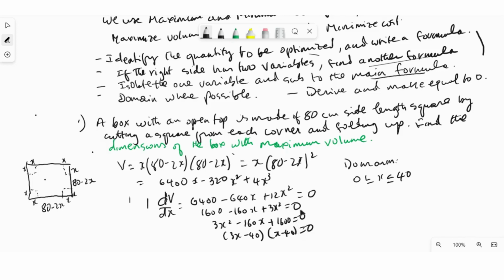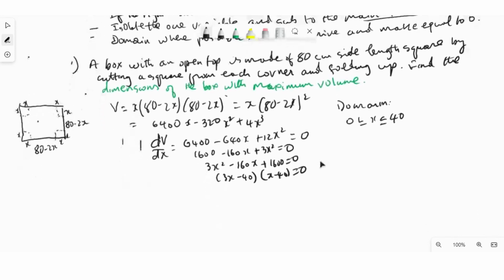So when we factor that, we get two factors and we solve those ones, which means x equal to 40 over 3, which is 13.33, or x equal to 40, which we have already excluded by the domain. So our value will be x equal to 13.3.